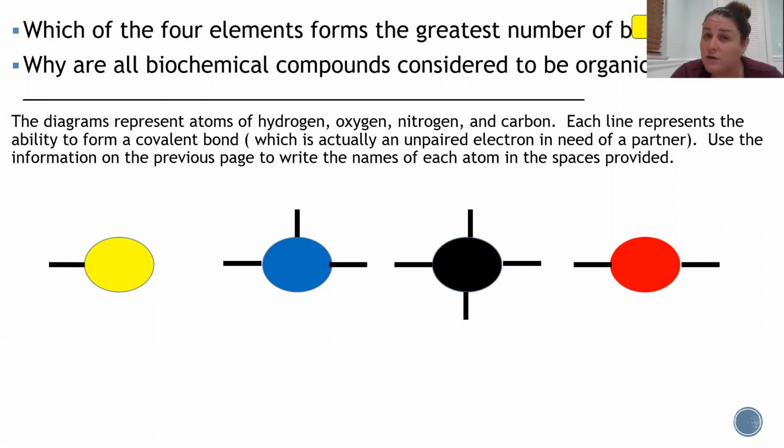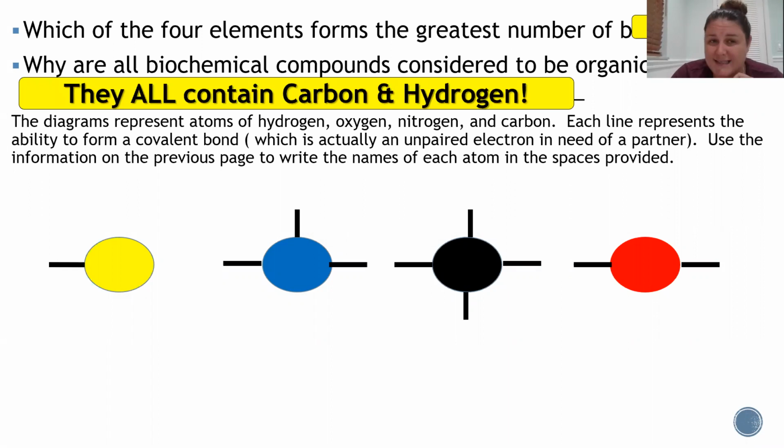And again, just to review, why do we consider carbohydrates, lipids, proteins, and nucleic acids to be organic? Not because you find them at Whole Foods. It's because they all contain the 2 elements, carbon and hydrogen.